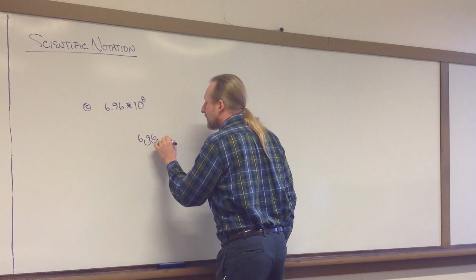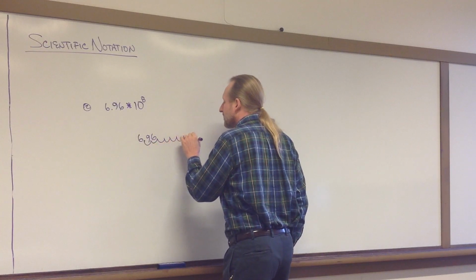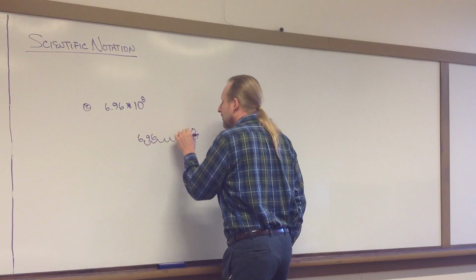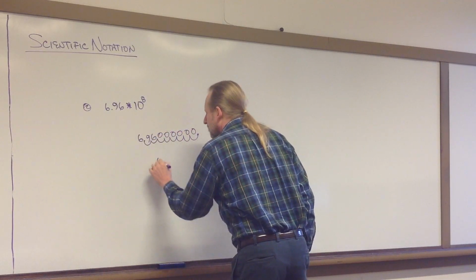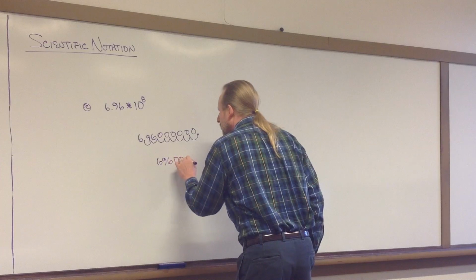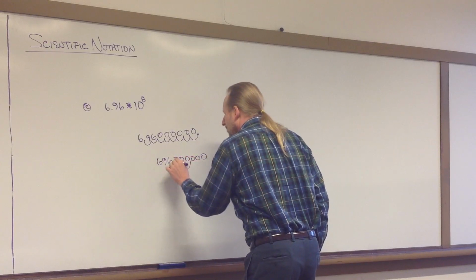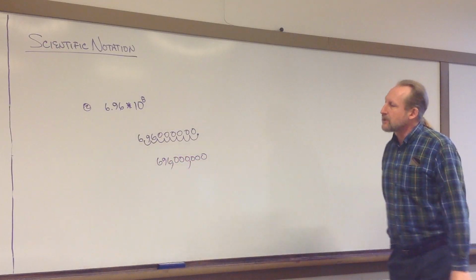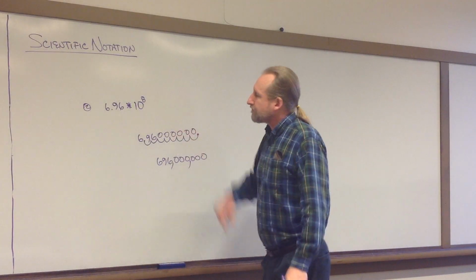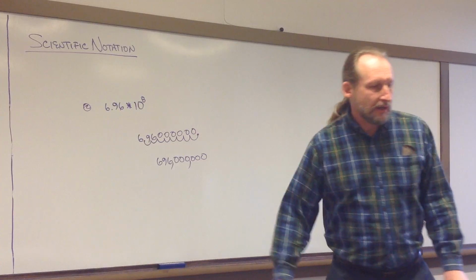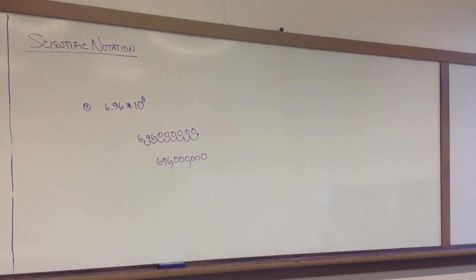1, 2, 3, 4, 5, 6, 7, 8. Fill in the zeros. And then we'll put some commas in there. So 696,000,000, and there we go. We've got 696 million is this number. Okay. All right, let's keep moving with these.